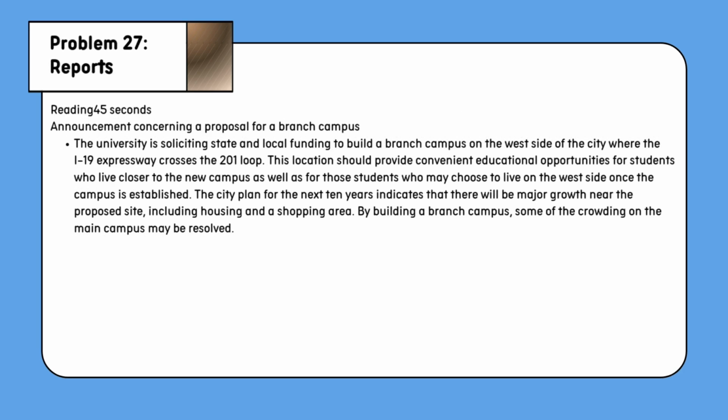Reading, 45 seconds. Announcement concerning a proposal for a branch campus. The university is soliciting state and local funding to build a branch campus on the west side of the city, where the I-19 expressway crosses the 201 loop. This location will provide convenient educational opportunities for students who live closer to the new campus, as well as for those students who may choose to live on the west side once the campus is established. The city plan for the next 10 years indicates that there will be major growth near the proposed site, including housing and shopping areas. By building a branch campus, some of the crowding on the main campus may be resolved.